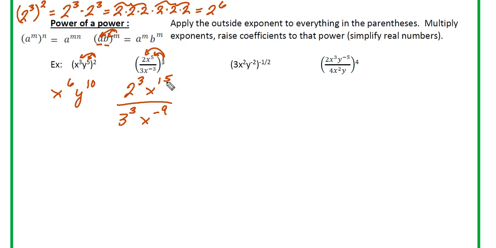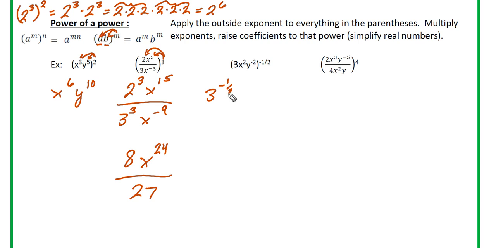Or what we can do is just subtract. So 15 minus a negative 9, that would be x to the 24th. And then, of course, we could evaluate: 2 to the third is 8, 3 to the third is 27. All right, let's check out this one. We're applying a negative exponent to each one of these factors.